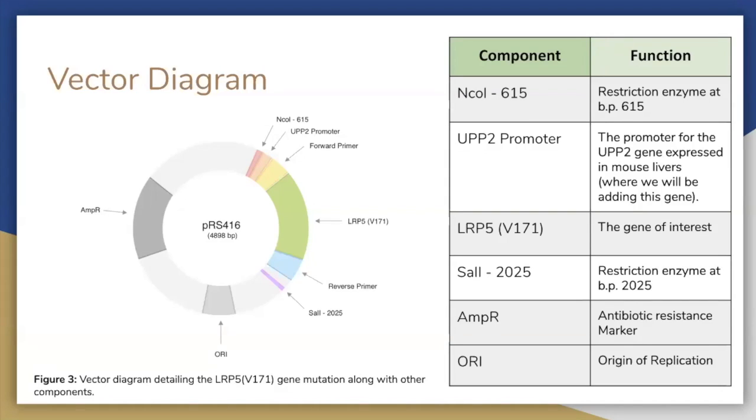It's the mutated version of the gene that increases bone density as opposed to reducing it. And then we have the SalI 2025 restriction enzyme, which is at the 2025th base pair, as well as the AMP-R antibiotic resistance marker, which will allow it to grow in ampicillin, and the ORI, which is the origin of replication.